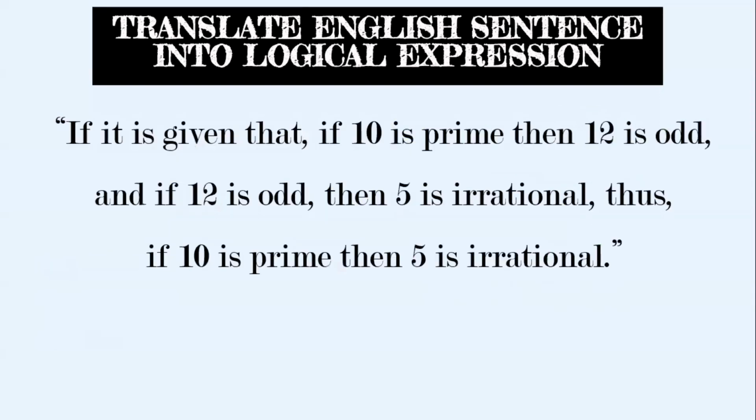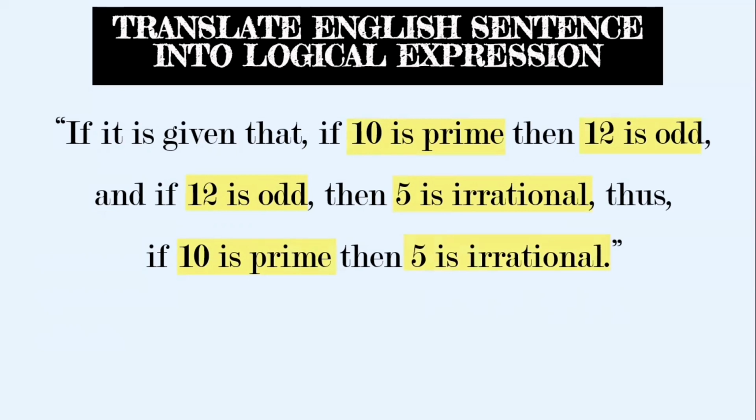Okay, next is, if it is given that if 10 is prime, then 12 is odd, and if 12 is odd, then 5 is irrational. Thus, if 10 is prime, then 5 is irrational. So dito, tingnan muna natin ulit yung mga single or simple proposition natin. We have 10 is prime, 12 is odd, naulit yung 12 is odd, 5 is irrational, naulit yung 10 is prime, and then 5 is irrational.